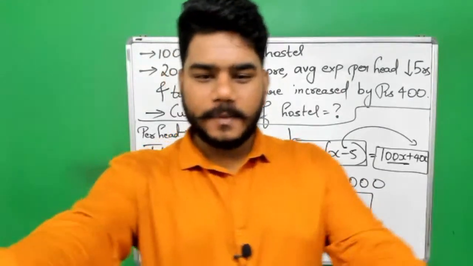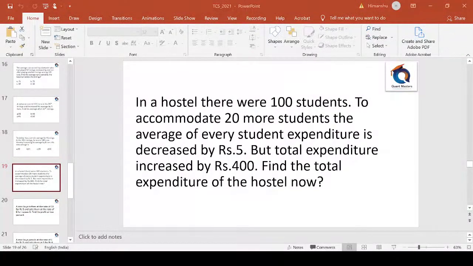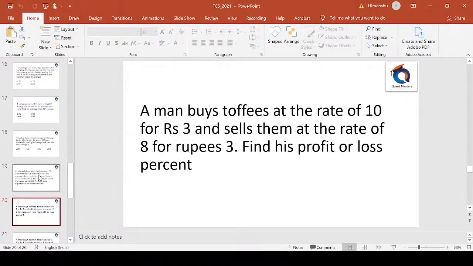Clear, all of you? Now let me see, is there any other sum left out in average, or are we good to start with profit and loss? Now people, try this sum. First sum under profit and loss.